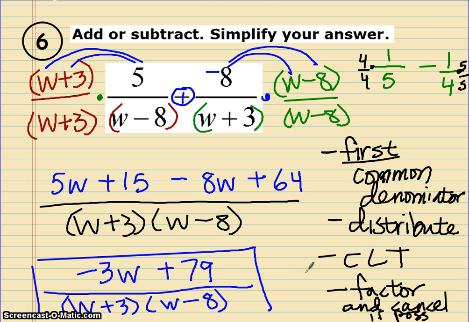So subtraction is not very difficult. Unlike denominators, it's not very difficult. We just have to be careful and pay attention to what we are doing.